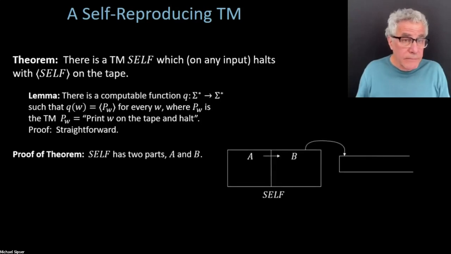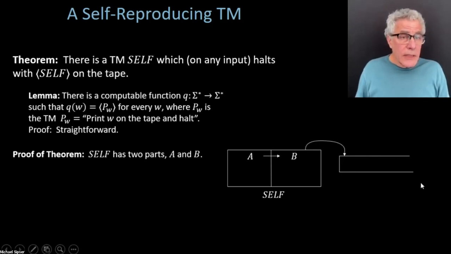Here's a schematic for the machine. So here's SELF. It's in two parts, A and B. And what I mean by A and B, it's like two subroutines. SELF is going to start out running A, and then when A is finished, it's going to pass control to B, and then B is going to finish the job. And when it's done, you're going to have the description SELF sitting here on the tape. All right? So what's left is to give you the code for A and for B.